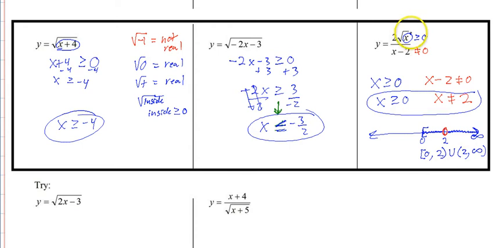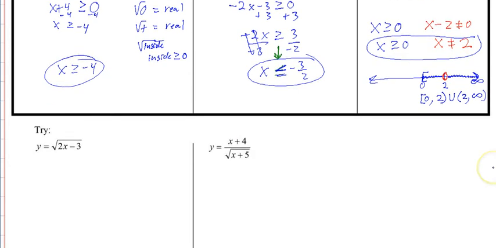So going back over this, if you have a radical, you make them greater than or equal to 0. If you have denominators, you say they cannot equal 0. And those are the two parts of our domain. And if you can put them together, then put them together. So give these two a shot. Hit pause and try them.